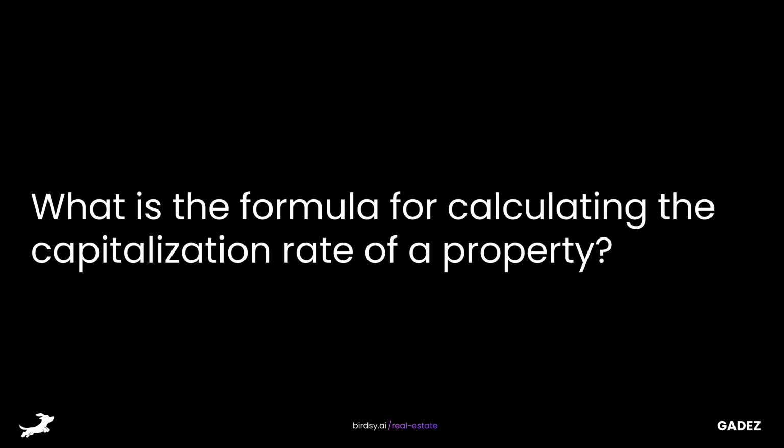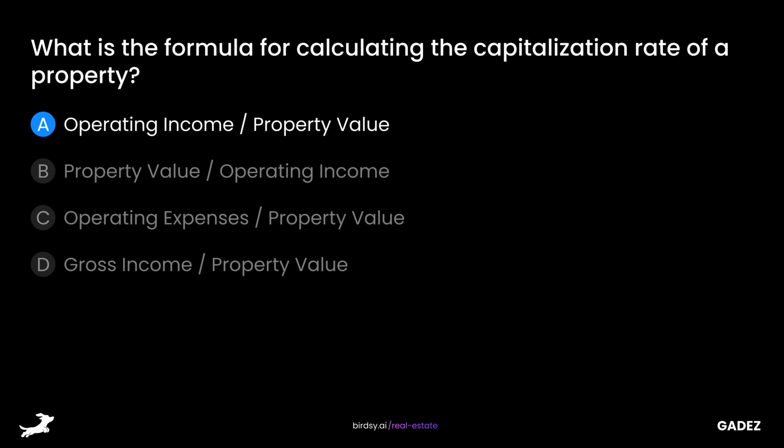What is the formula for calculating the capitalization rate of a property? Is it A. Operating income / property value, B. Property value / operating income, C. Operating expenses / property value, or D. Gross income / property value? The answer is A. Operating income / property value.